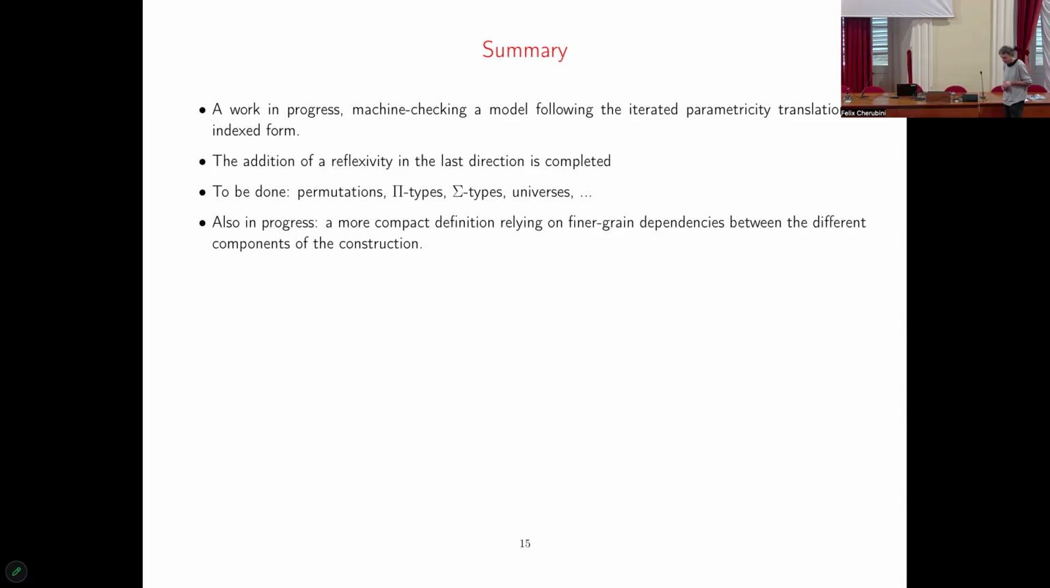Okay, I have a question. So you explained that one-dimensional parametricity is simplicial sets or semi-simplicial sets. Two-dimensional is cubical sets. What is three-dimensional parametricity then?